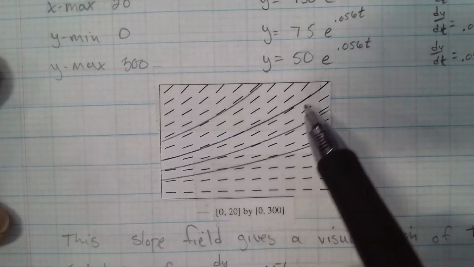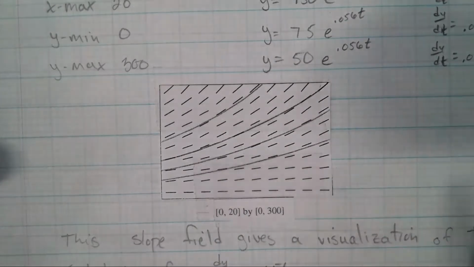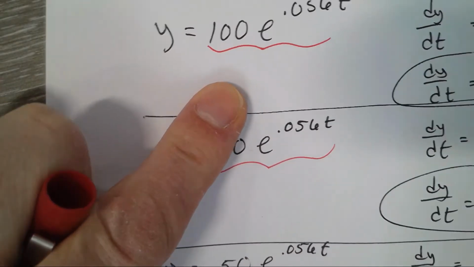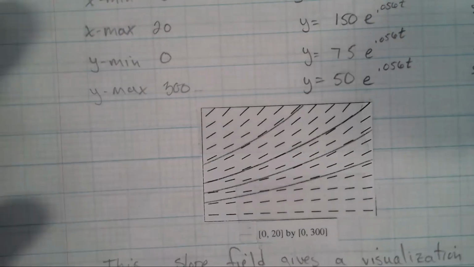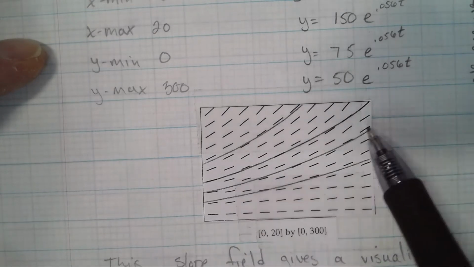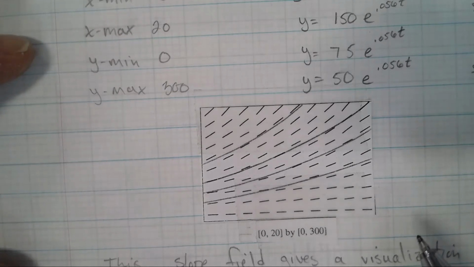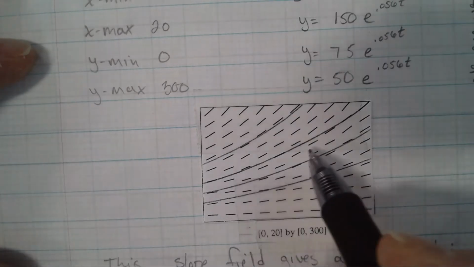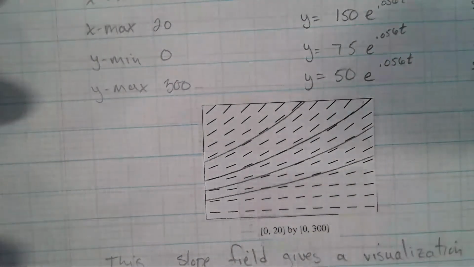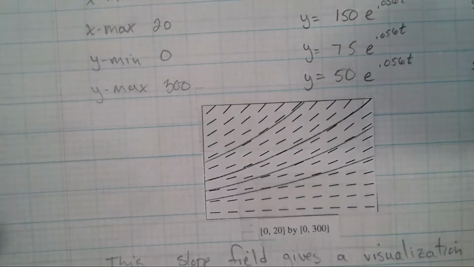Notice that we have several original exponential equations here. They should fit into the slope field. This might be 150, this might be the 100, there's the 75, there's a 50 if I did all four of those. So the original equation should fit in the slopes of the slope field. The individual little segments represent the slope field. These curves represent original solutions to the differential equation.